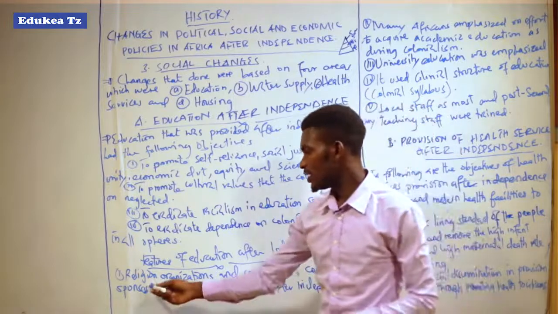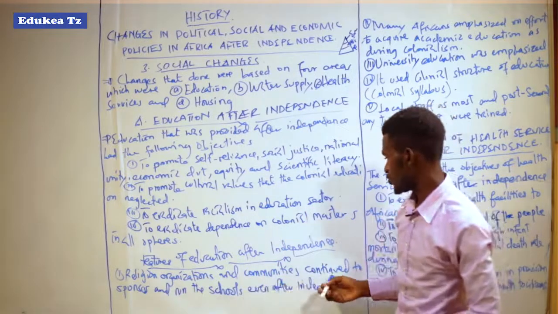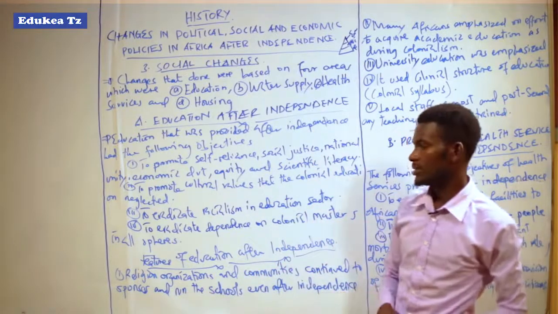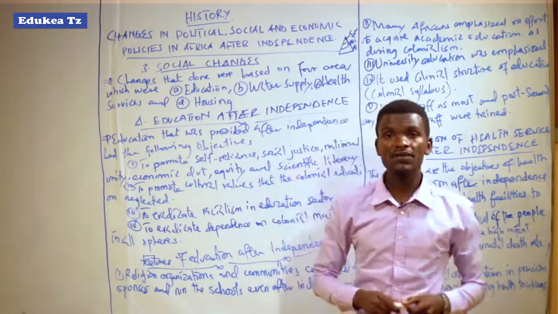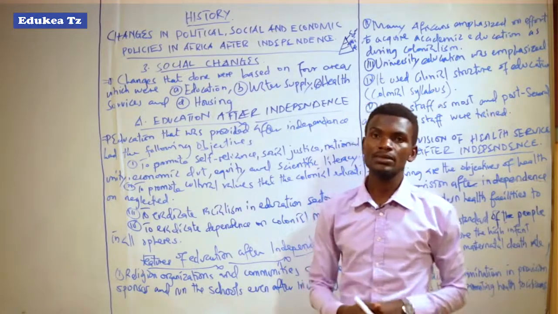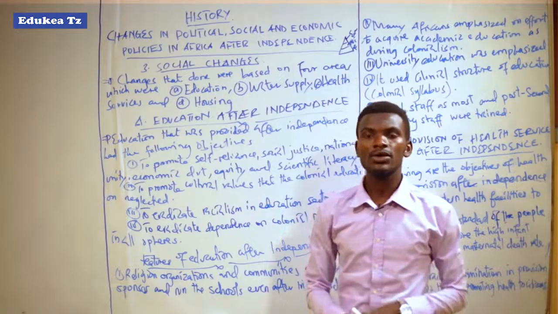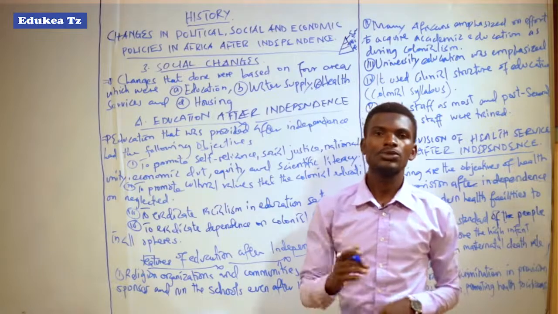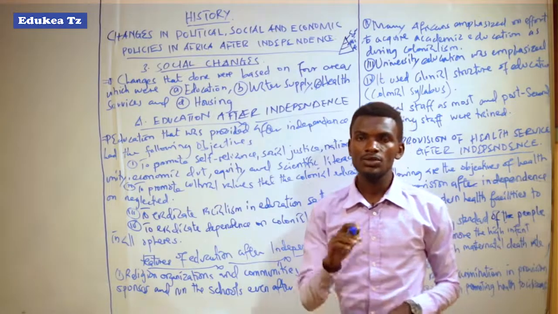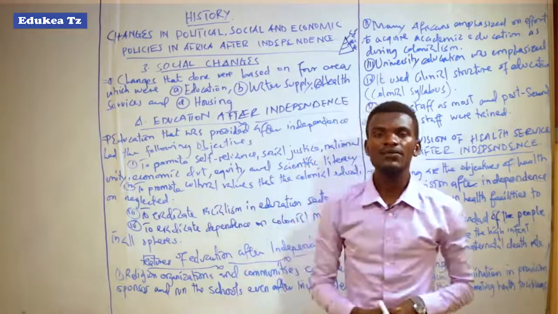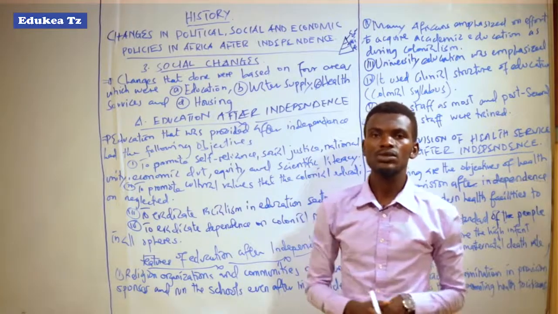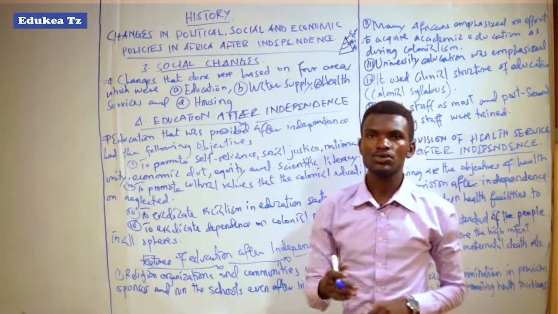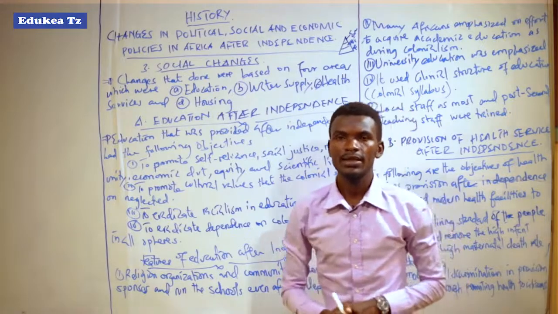The first one was that religious organizations and the communities continued to sponsor and to run the schools even after independence. It means that after African states got independence, the religious organizations and the communities were the ones that were sponsoring the schools in the African states. And you can see that in many African countries, there are still schools which are sponsored by religious institutions or religious organizations.